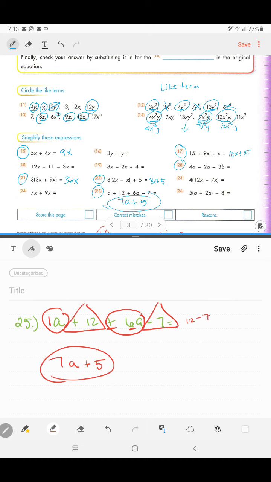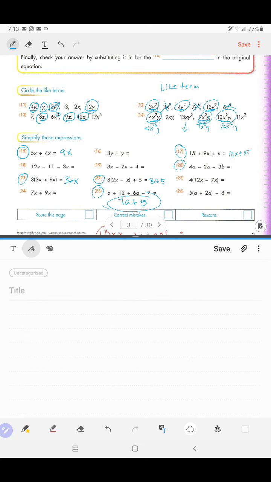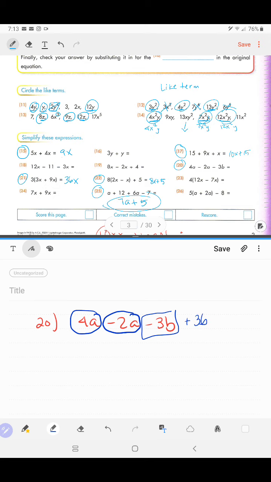Okay, so I skipped number 20. For number 20, we've got 4A minus 2A minus 3B. So same thing as how I did with 25, like terms. So 4A goes with negative 2A, and then 3B does not have a partner over here. Like if there was another 3B, then those two would go together, but it doesn't have a partner.